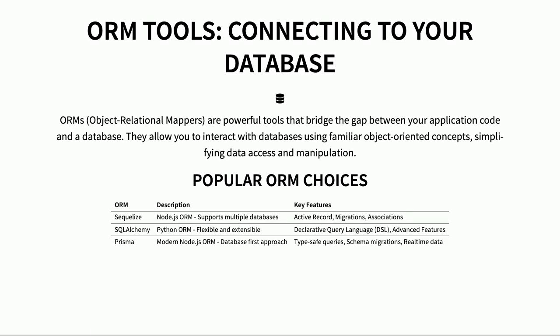Okay, let's talk about ORMs. Think of them as translators between your code and the database. They let you work with data in a much more intuitive way, like using objects instead of raw SQL queries. We've got some really popular options out there. Sequelize is a great choice for Node.js projects, offering features like migrations to manage database changes smoothly. SQLAlchemy is super flexible and powerful, especially for Python developers. And Prisma is newer, but gaining serious traction because it takes a database-first approach, making things even more type-safe and easier to work with.